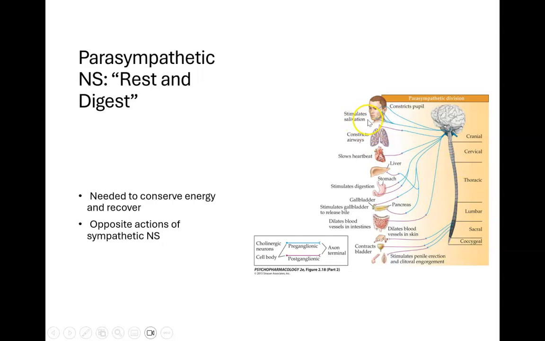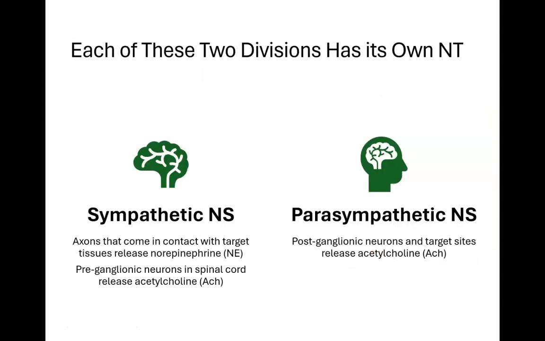The pupil will constrict. Salivation will be stimulated, digestion will be stimulated, the heart rate will slow, respiration will slow down because the airways are constricted. The gallbladder will release bile to basically metabolize glucose. The blood vessels in the intestines will dilate for further digestion. The blood vessels will dilate in the skin. The bladder will contract. And in the case of the sex organs, we will get erection and clitoral engorgement being basically a product of the parasympathetic system.